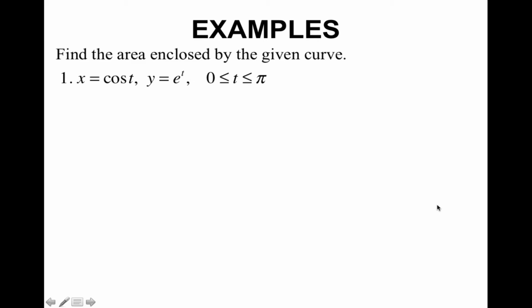All right, so let's look at an example. We want to find the area enclosed by the given curve. x equals cosine t, y equals e to the t, where t is between 0 and pi.